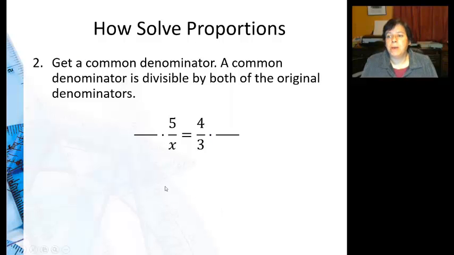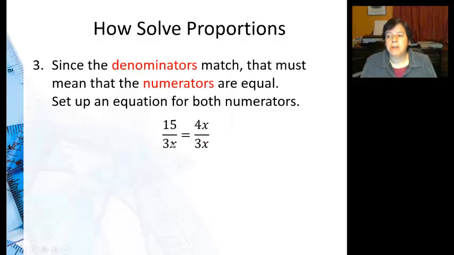So here my common denominator will be 3 times x. If I have 3x here and 3x here, I can get a 3x from both x and 3. So I'm going to multiply top and bottom on the left side by 3 over 3, and the top and the bottom on the right side by x over x, which gives me 15 over 3x equals 4x over 3x.